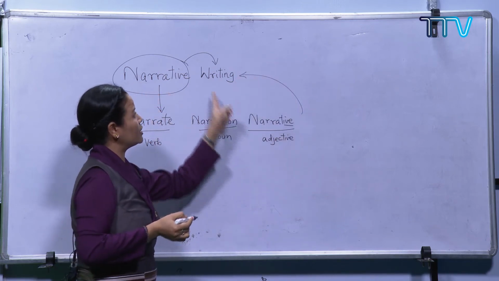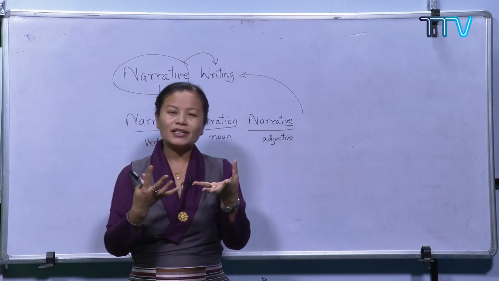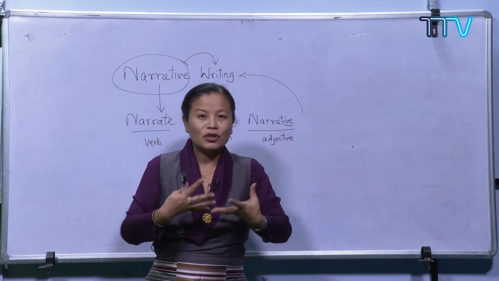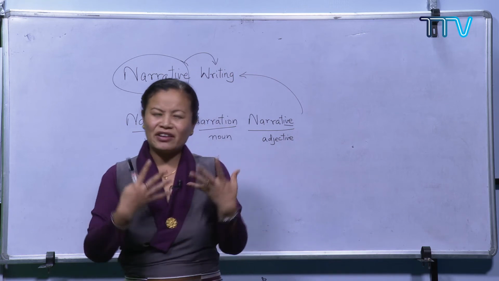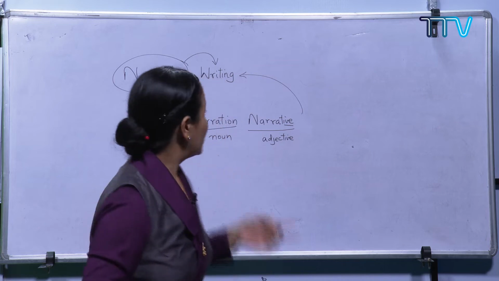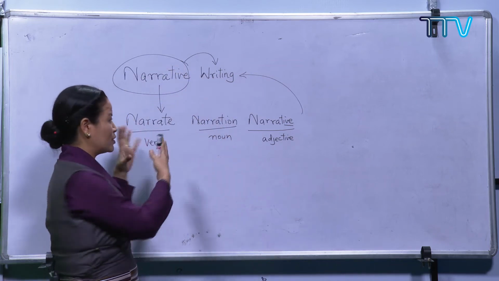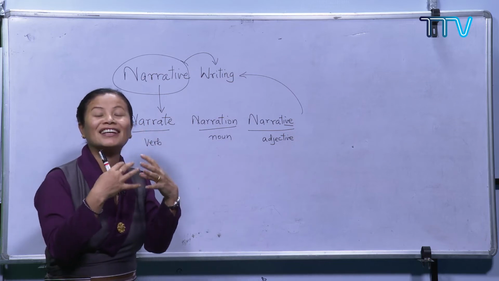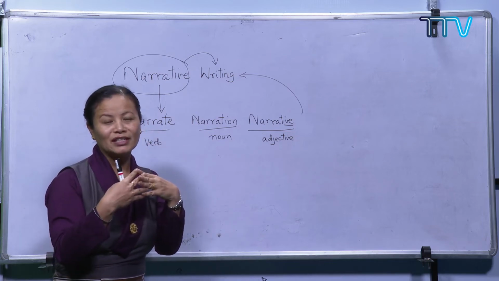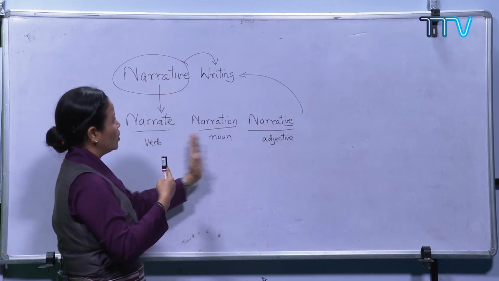Narrative writing. So what sort of writing is this? It's a type of writing where you have some sort of narration. There's a narrator who is narrating the event or story. So narrate is a verb. I'm just trying to tell you this because everything is connected in a way, whatever you have learned. So narrative writing: verb, noun, adjective.